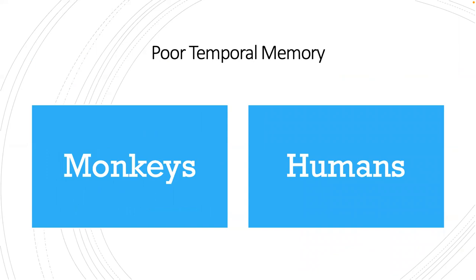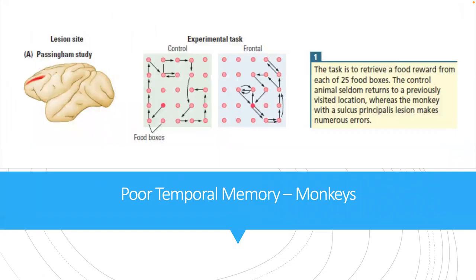Okay, the next major category of frontal lobe lesion symptoms is poor temporal memory, which has been studied in both monkeys and in humans. In studies with monkeys, chimpanzees rather, the finding is that chimpanzees with frontal lobe lesions are impaired in a delayed response test. So they would observe a reward being placed under a plaque or in a well, and then their view would be blocked for a few seconds, and then they're allowed to retrieve the reward.